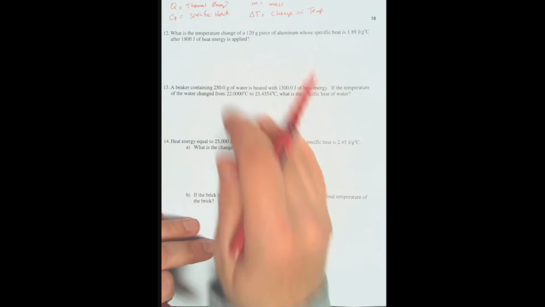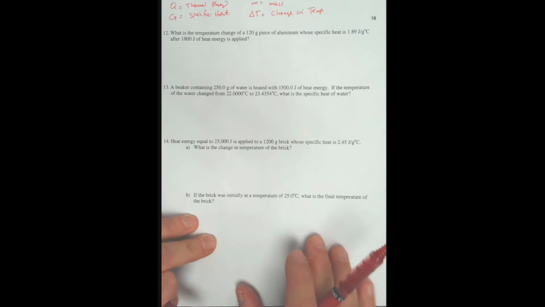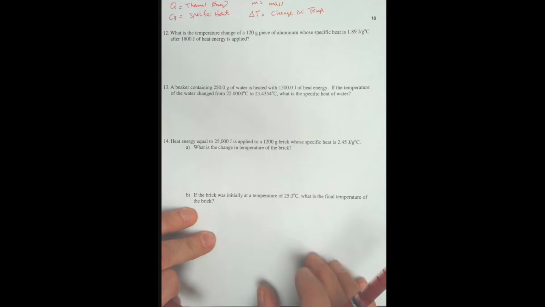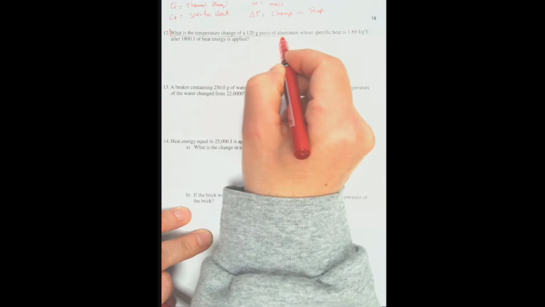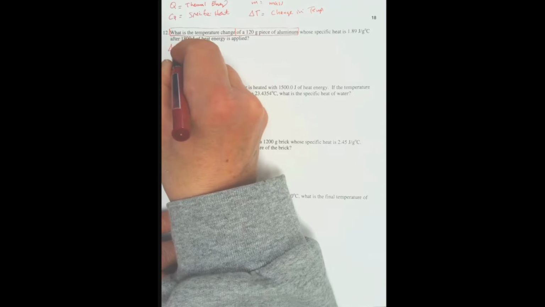Okay. Now, normally, if we were trying to find change in temperature, we would use that formula TF minus TI, but we're not given that information in this problem. What we are given is the energy, the mass, and the specific heat. Because it says right at the very beginning, what is the temperature change of a 120-gram piece of aluminum, we're trying to find the temperature change. So we want to find delta T.